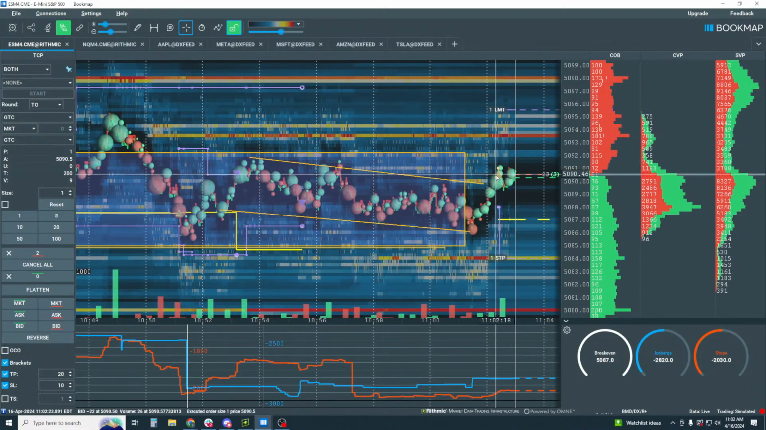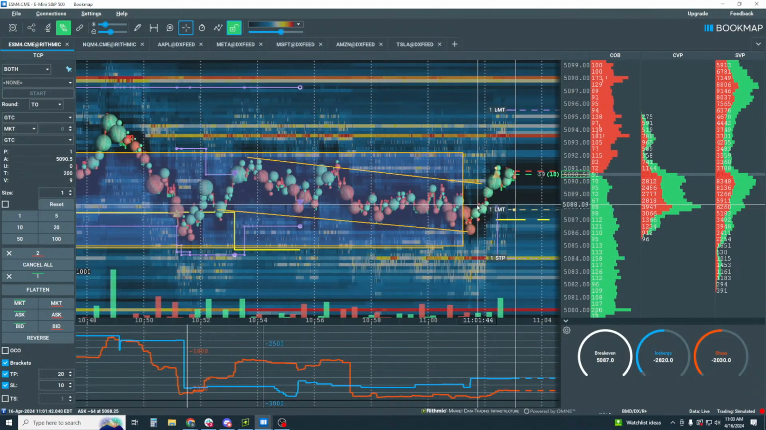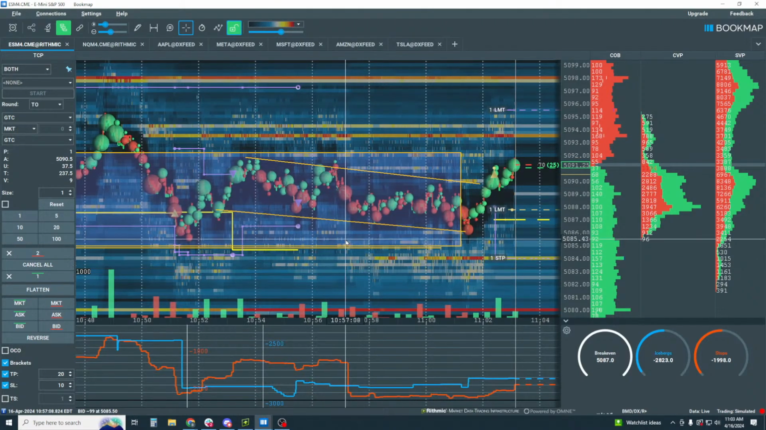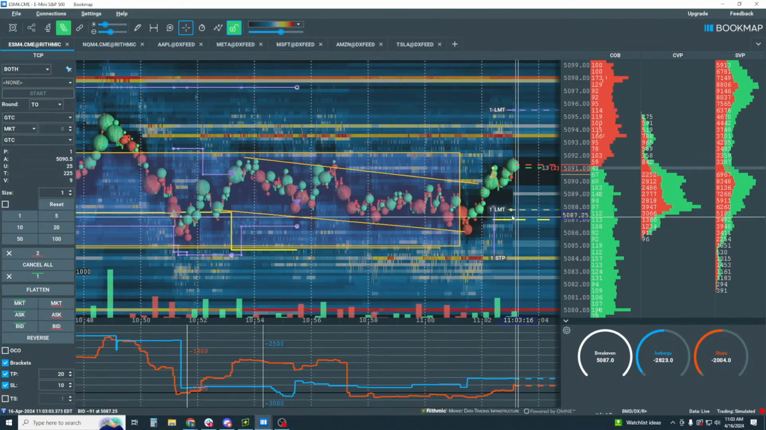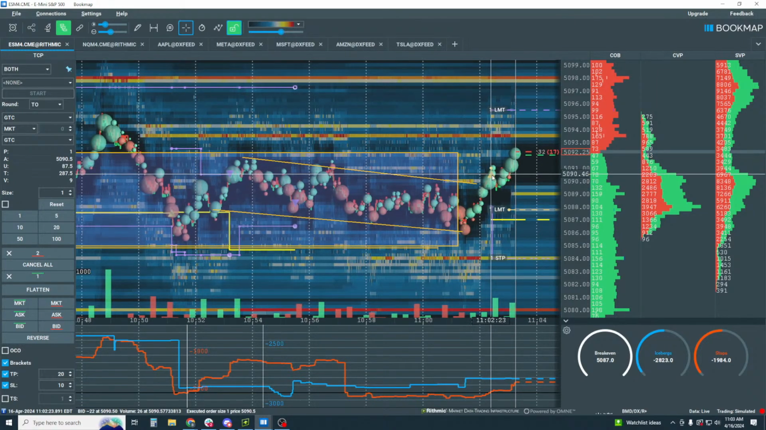And in this example here, we'd be looking for maybe a pullback here, and we're looking for a short squeeze to the upside here. Our entry is horrible, and that's why we are only taking a feeler position here. It's not a full position.